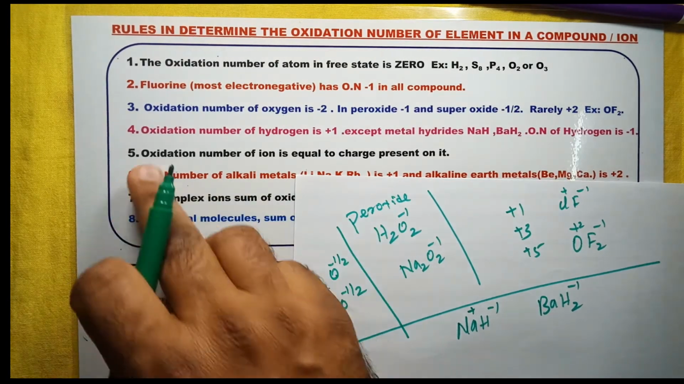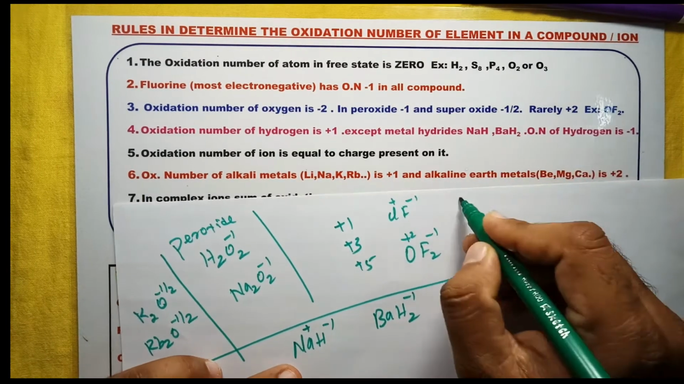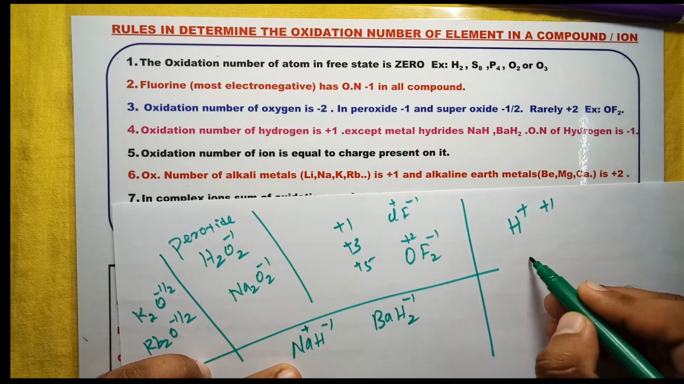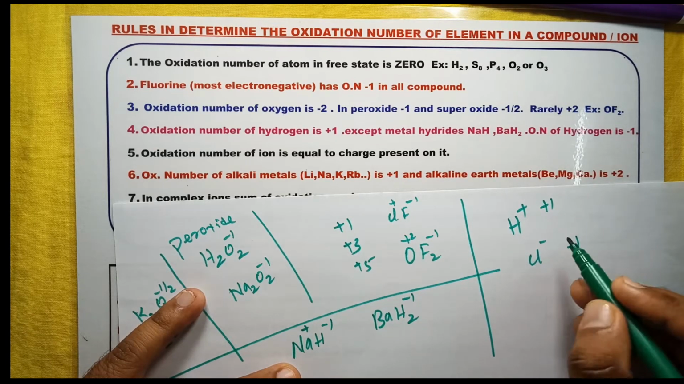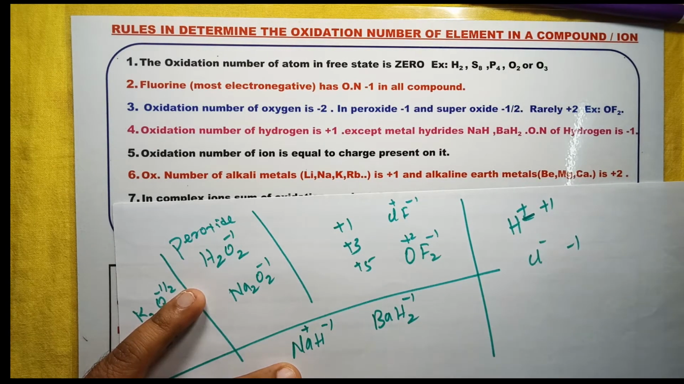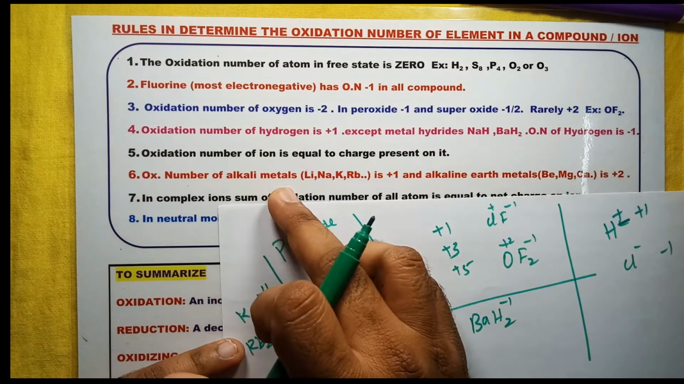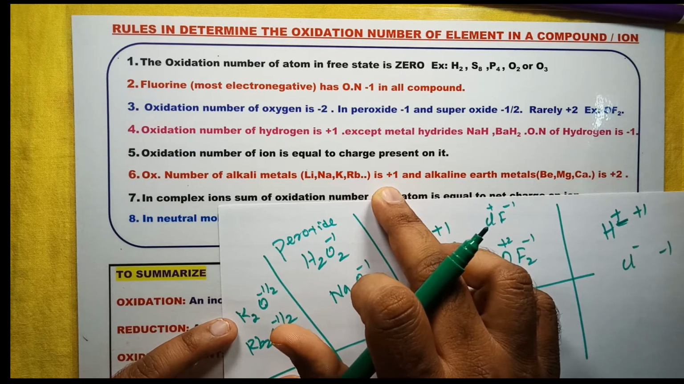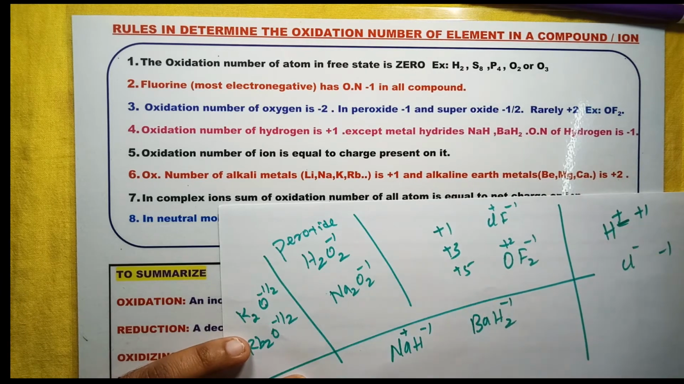Next, move on to the fifth one. The oxidation number of an ion is equal to the charge present on it. So look here, friends. For example, H+. In H+, what is the oxidation state of hydrogen? It is +1. Cl- has oxidation state -1. This is the fifth rule. Next, move on to the sixth one. The alkali metals like lithium, sodium, rubidium, potassium, etc. are in +1 oxidation state, and alkaline earth metals are in +2 oxidation state. Example, beryllium, magnesium, calcium, etc.